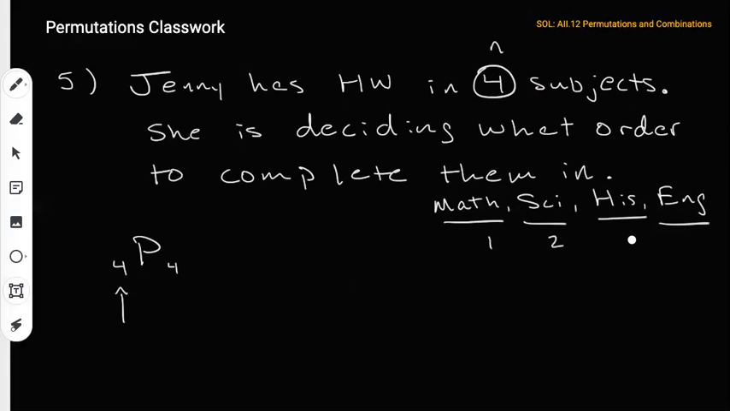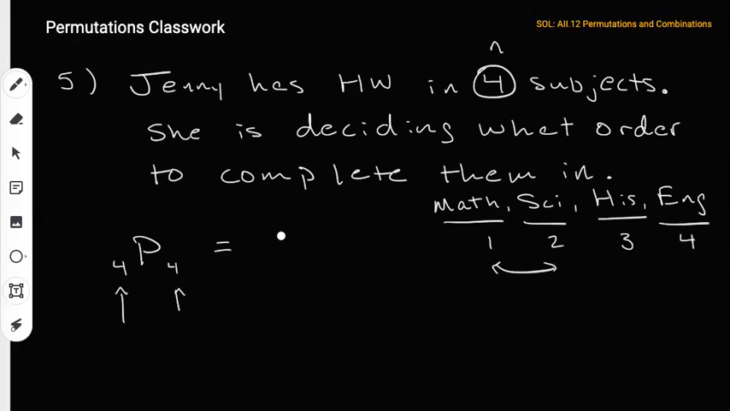I could do math first, and then science. And then after that, history would be third, and English would be last. Or I could put science before math, right? I can switch that order. So I'm choosing 4 spots for them. So that's why I have 4P4.